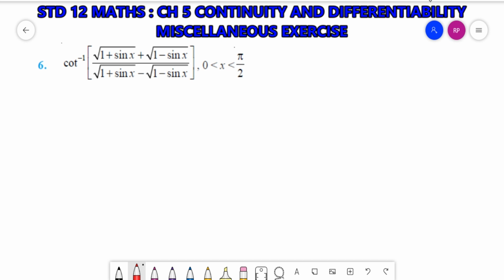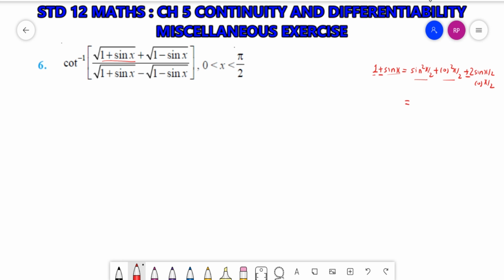You have to find the derivative of cot inverse of root of 1 plus sin x plus root of 1 minus sin x upon root of 1 plus sin x minus root of 1 minus sin x. So first I will rearrange 1 plus sin x. 1 I can write as sin square x by 2 plus cos square x by 2, and sin x I can write as 2 sin x by 2 cos x by 2. So this will be equal to a square plus b square plus 2ab, so a plus b whole square. Let's take plus minus.